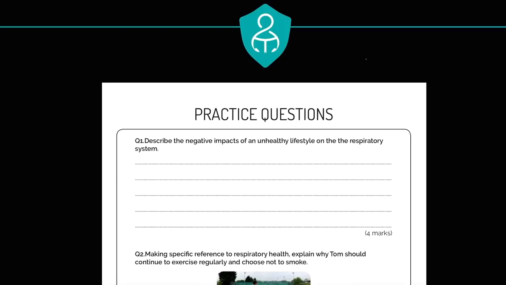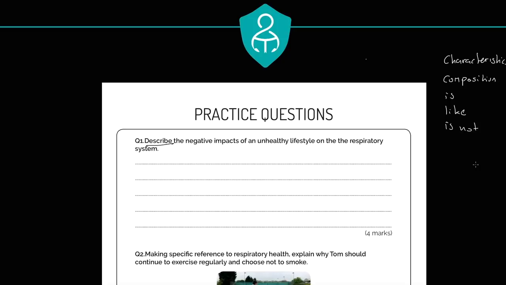So we've got a question here. Describe is our command. Describe means that we are going to give the characteristics and the composition. We're going to say what something is, what something is like, and what something is not. We're going to give the details of something if we're describing.